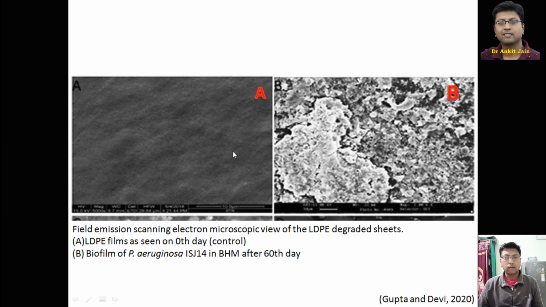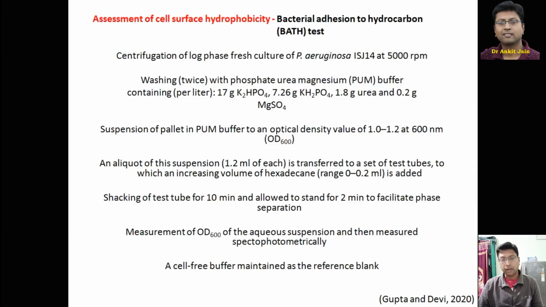So this is the plastic under the electron microscopy before degradation, and this is the plastic adhered with the biofilm that is produced by the Pseudomonas aeruginosa. Pseudomonas aeruginosa is majorly worked on and found to be a great plastic degrading bacteria.